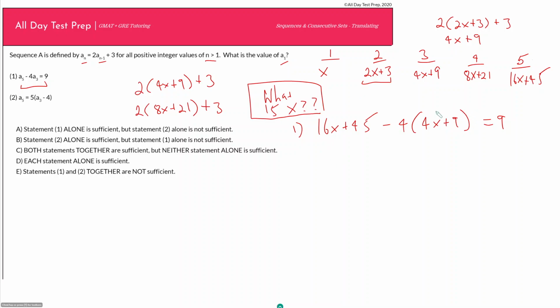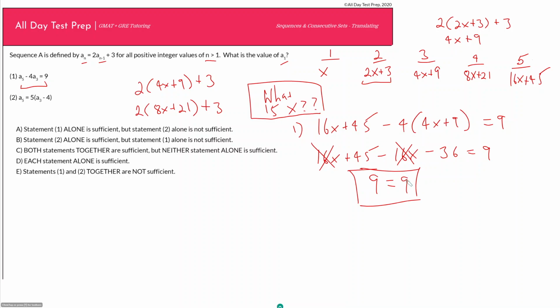And also sometimes weird exceptions come up. So let's actually solve for x here. So we got 16x plus 45 minus 16x minus 4 times 9, which is 36, is equal to 9. So look what happens here. My x goes away, which doesn't simplify anything. We don't want to lose our x, and here it just canceled out. So we're left with just 45 minus 36 is equal to 9, which is basically just saying 9 is equal to 9. So is this sufficient or insufficient?